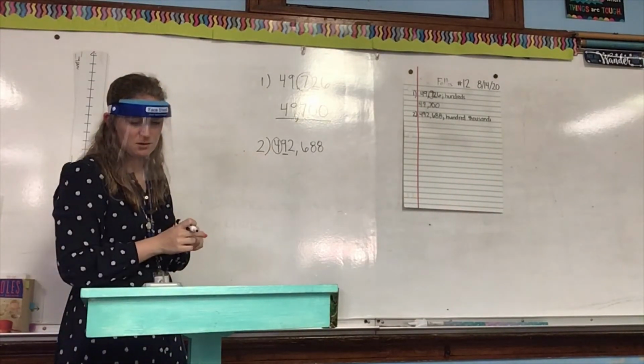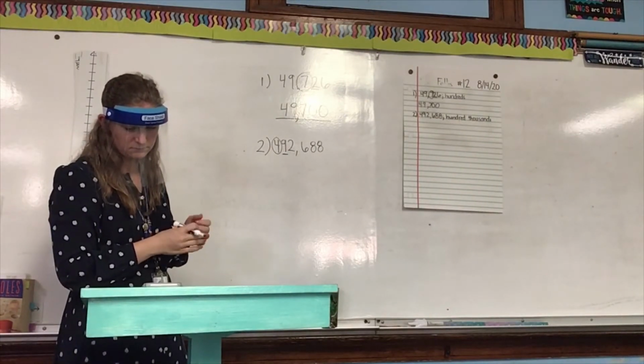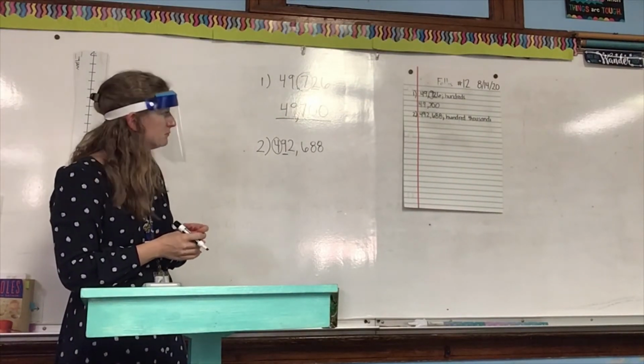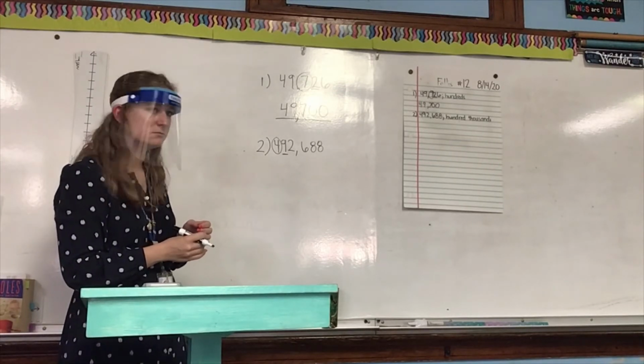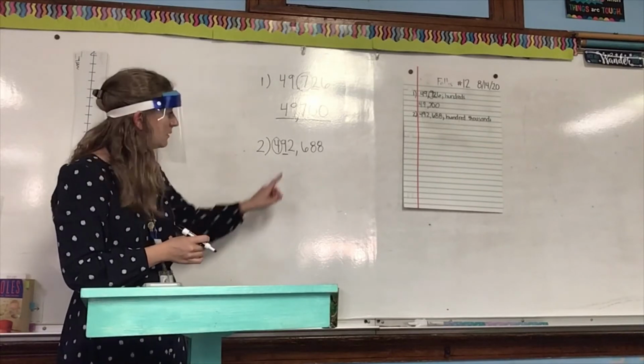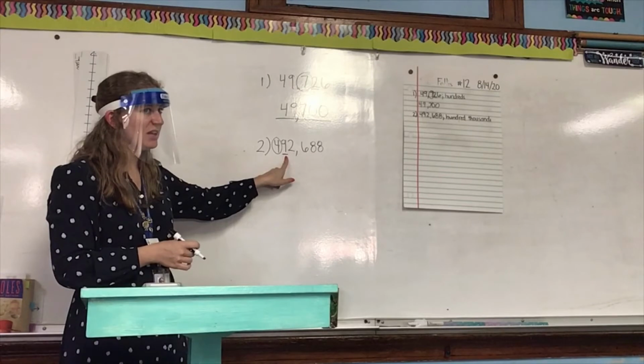Now step 3, Colin. If the underlined digit is 4 or less, do not change the circled digit. If the underlined digit is 5 or greater, add 1 to the circled digit. So we have a 9. Is that 4 or less or 5 or greater?